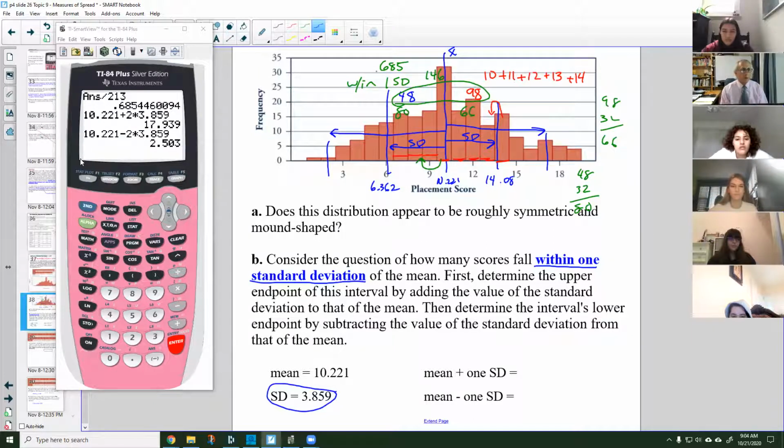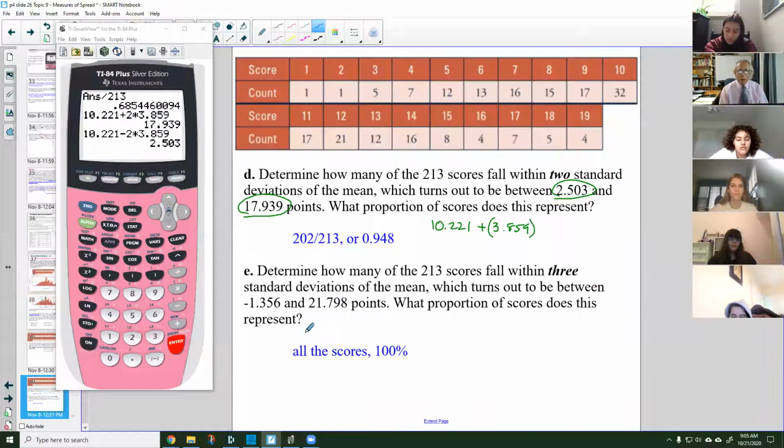So if I add those numbers up, I find out that 0.948 is the proportion of values that fall within 2 standard deviations of the mean. And if I went 3 standard deviations of the mean, it covers from negative 1.13, which you can't get because the scores are between 0 and 20, to 21.798, which you can't get because that's higher than the highest score. So 100% of the scores are within 3 standard deviations of the mean.